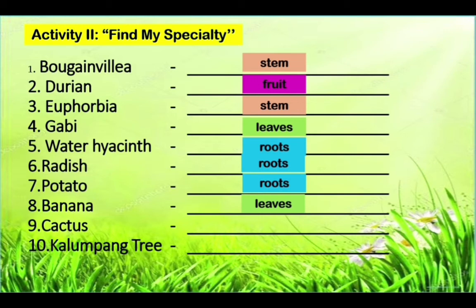Number 9, we have cactus. The correct answer is stem. You're correct. Number 10, we have kalumpang tree. The correct answer is flowers. You got it correct.